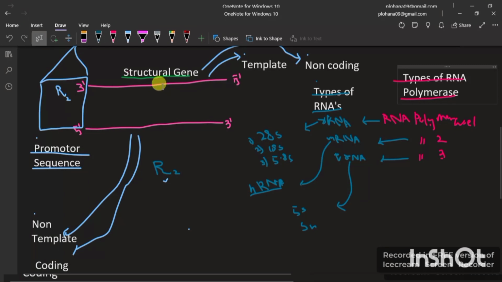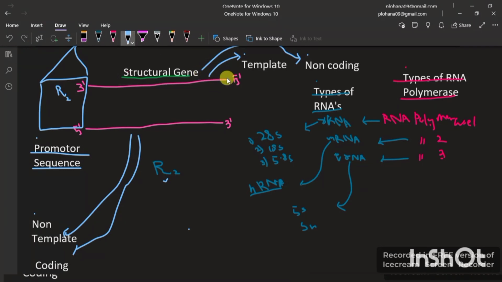So we have the position of promoter sequence if we are going according to the template strand. Alright, so promoter sequence is always on the 3' end of the template strand. But we'll be not going according to the template strand. Alright, we'll be going according to the structural gene. Alright, so promoter sequence is always on the 5' end of the structural gene. We would be not going here according to the template, but instead we'll be going with the structural gene. Alright, so promoter sequence is always present on the 5' end of the structural gene.